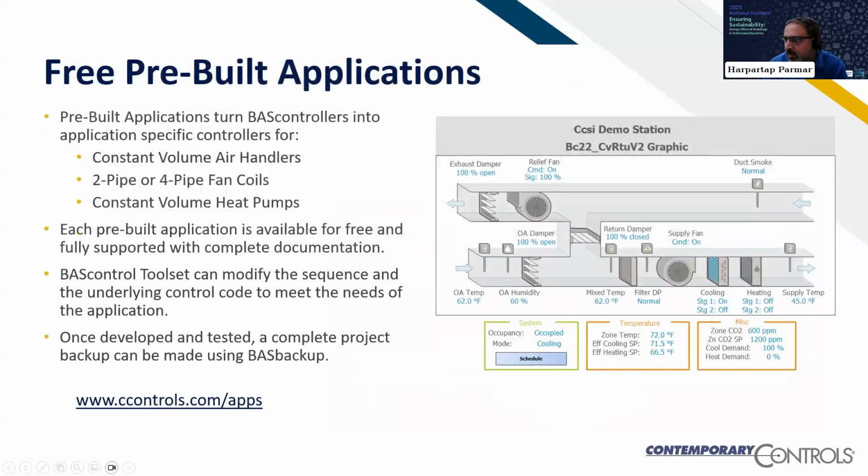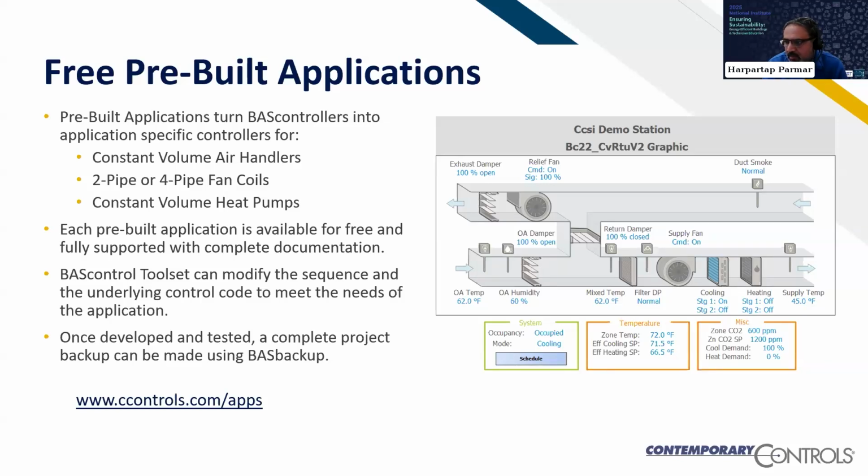Moving on to the other part we offer, which is free pre-built applications. As part of these, you can get a constant volume air handler application, a fan coil for 2-pipe or 4-pipe, and also a constant volume heat pump. These are pre-built applications. They are configurable. You can download them, and there's a full set of documentation available. Once you have these applications, you can run them on an emulator using the BAS control toolset. You can modify the control sequences and look at the underlying code, and you have the full ability to modify them according to your needs.